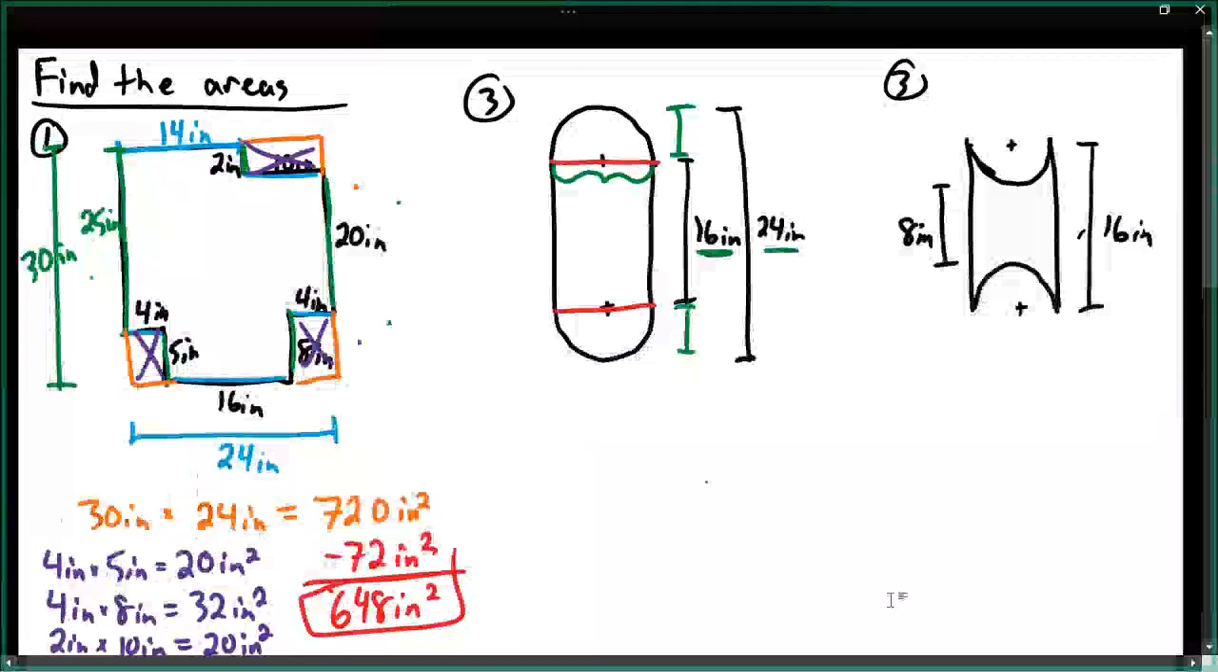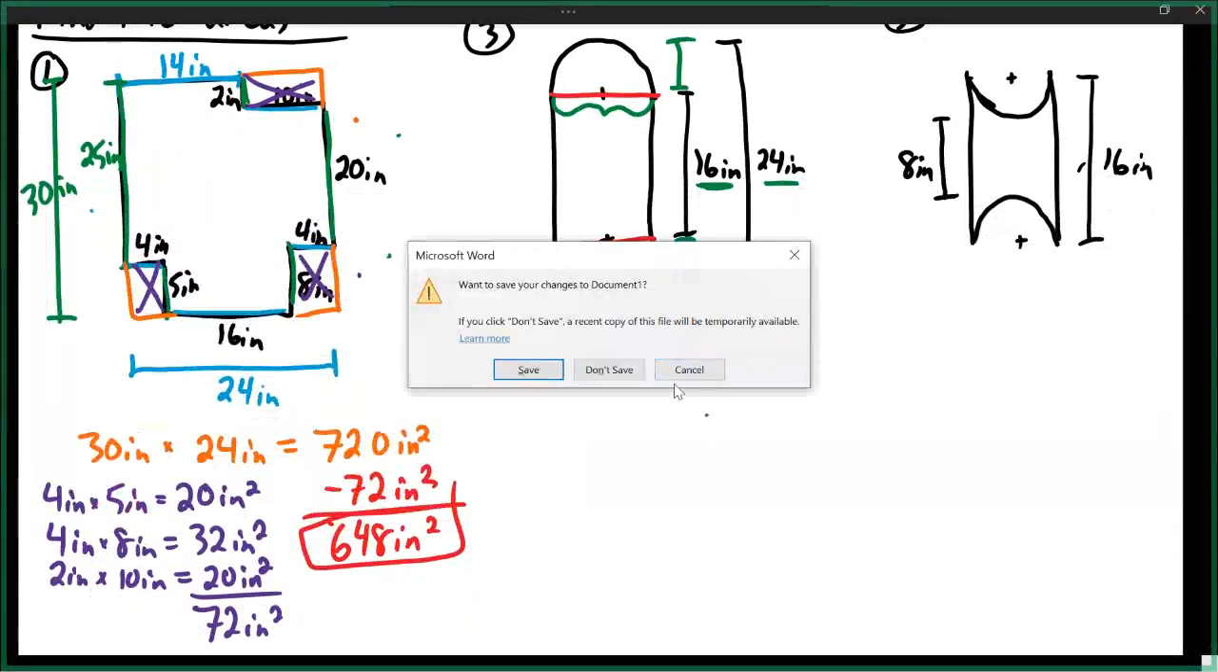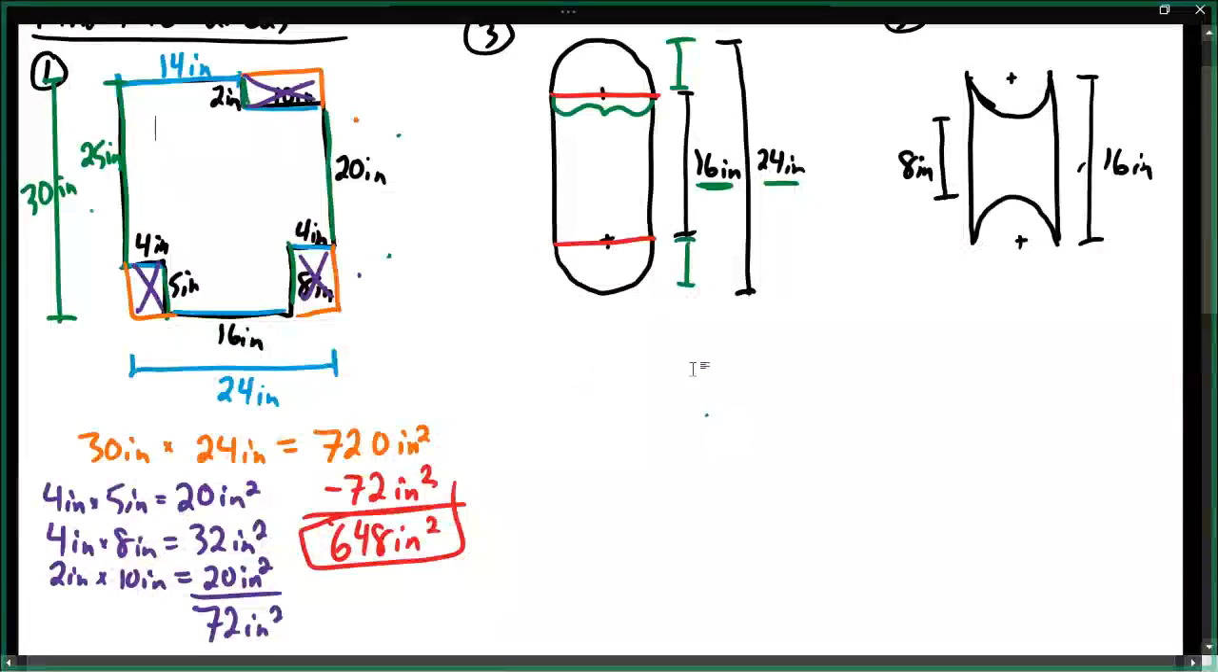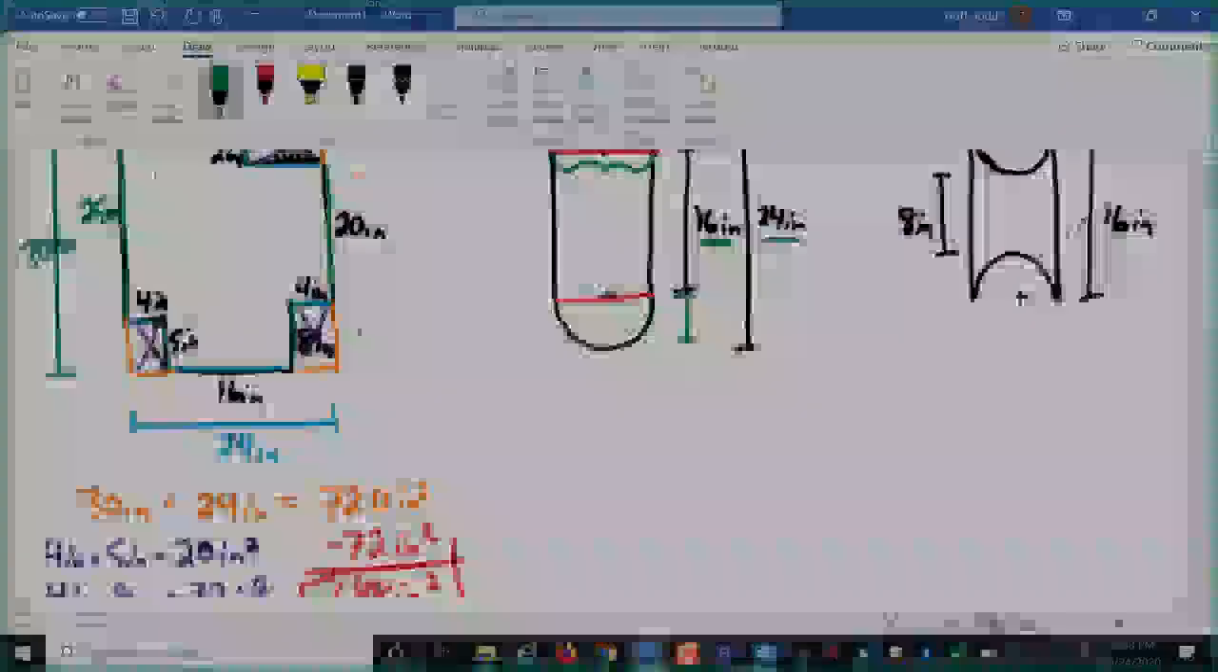What happened there? Give me just a second. I got a new computer here, so we've been having some issues getting it set up. There we go.